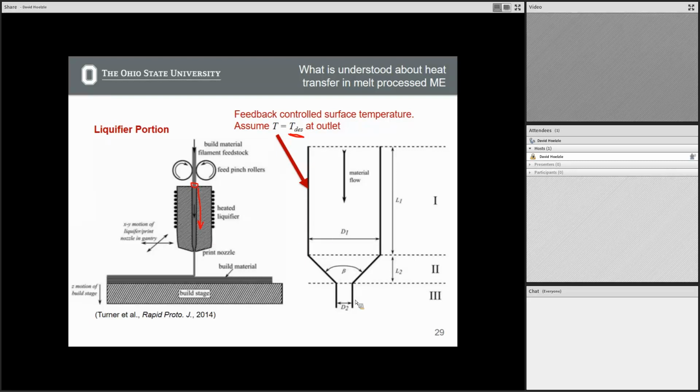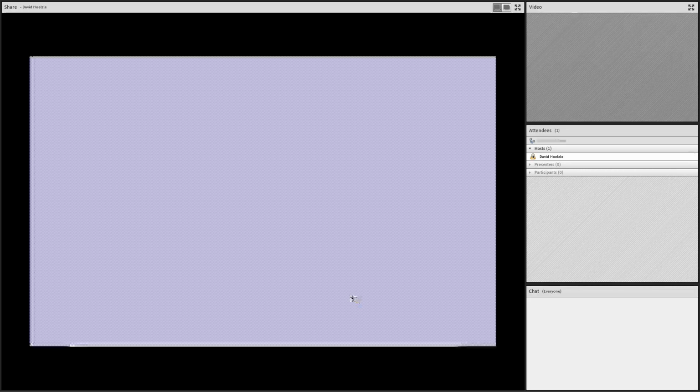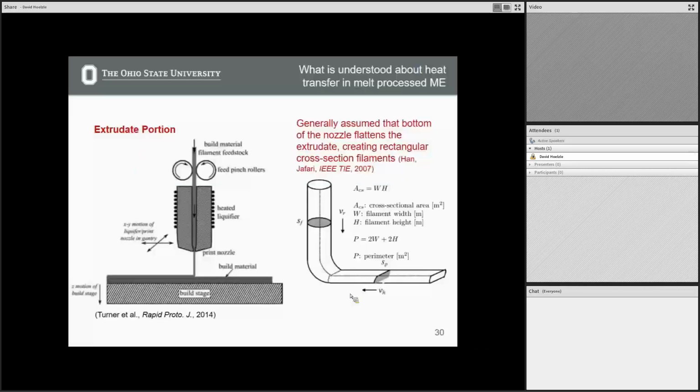And the material then leaves this nozzle. This is where it gets a little more interesting. If you look at the literature on material extrusion, you'll see many different models of what these filaments look like, with varying levels of complexity. One of the simpler and fairly representative ones is to assume that as the nozzle drags across, the bottom edge of it flattens the top surface. This is supported if you've ever seen cross sections of these parts.